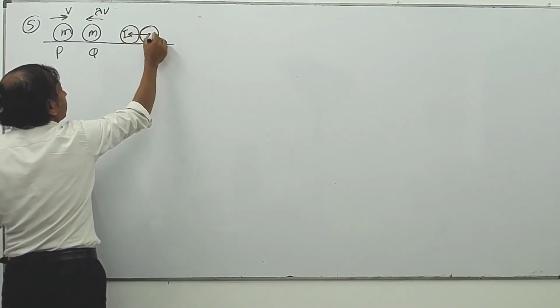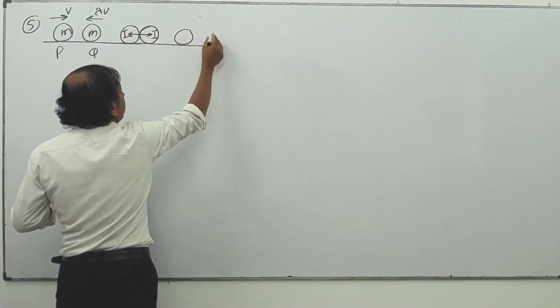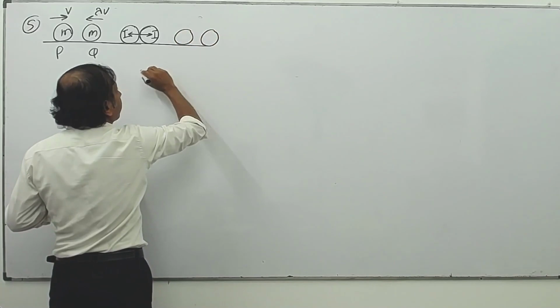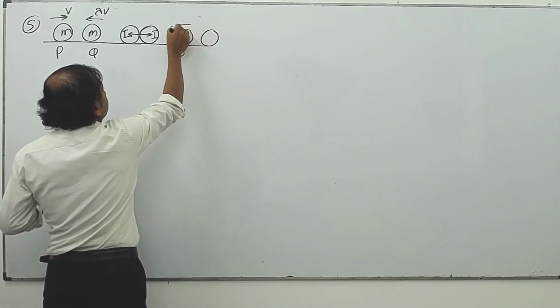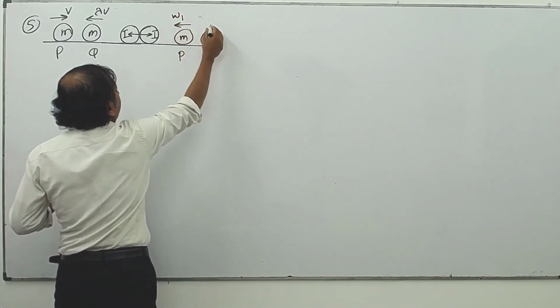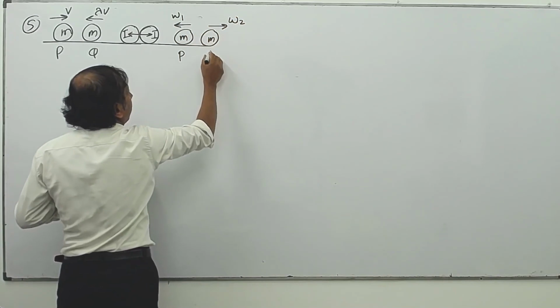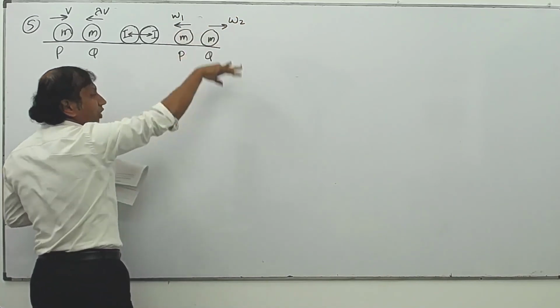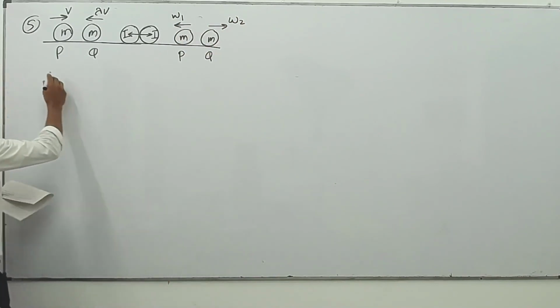Impulsive forces act. Thereafter they begin to move. I take this P after collision moving in this direction with velocity w1, and Q moves with w2 rightward. Even though you mark both in the same direction, it's already okay. Now what is the first one?